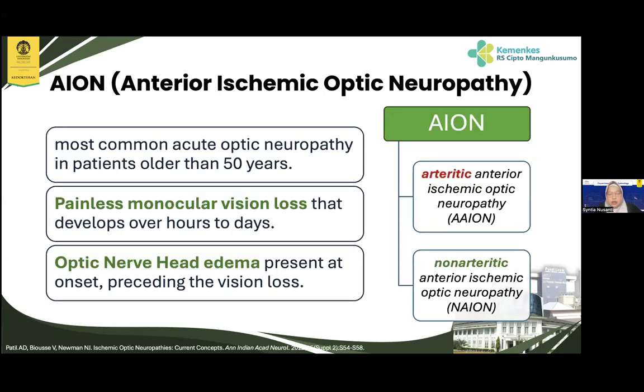Anterior ischemic optic neuropathy is the most common acute optic neuropathy in patients older than 50 years. It usually comes with painless monocular vision loss that develops over hours to days. And optic nerve head edema will be present at onset, preceding the visual loss.